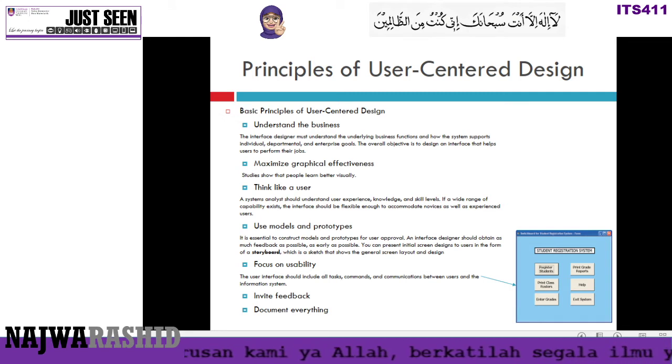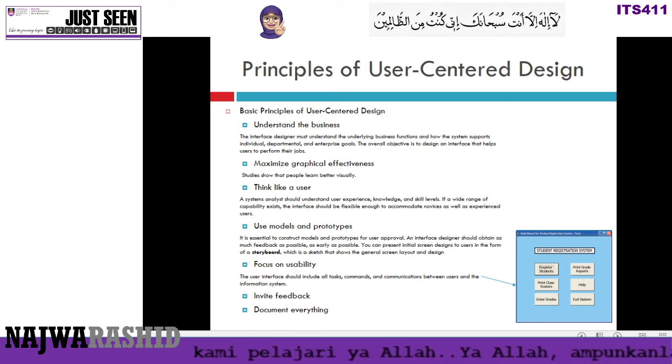Okay, the next part, we go for the principles of user-centered design. There are several basic principles. The first one, understand the business. Before you design the interface, you must understand the business purpose. As the interface designer, you must understand the underlying business function and how the system can support the individuals and departments, as well as achieve the organization's goals.